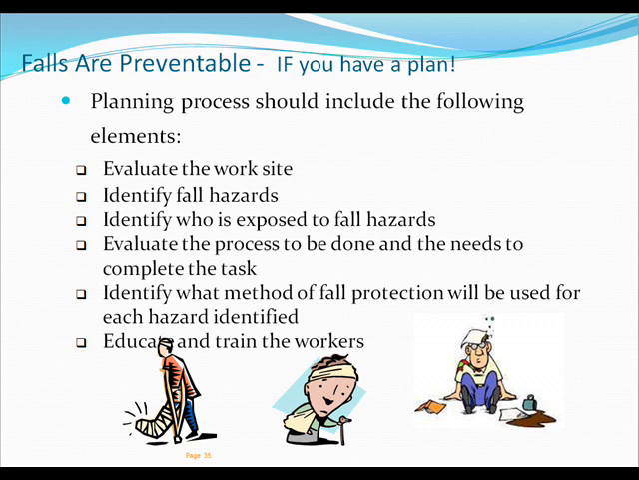Falls are preventable if you have a plan. The planning process should include the following elements: evaluate the work site, identify fall hazards, identify who is exposed to fall hazards, evaluate the process to be done and the needs to complete the task. Identify what method of fall protection will be used for each hazard identified. Educate and train the workers.